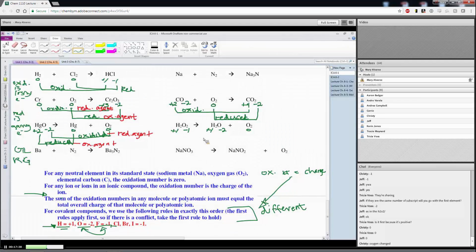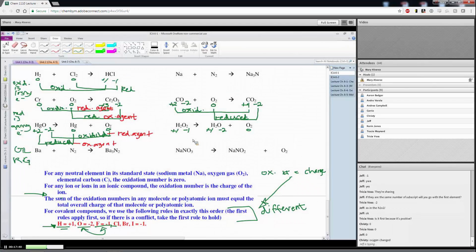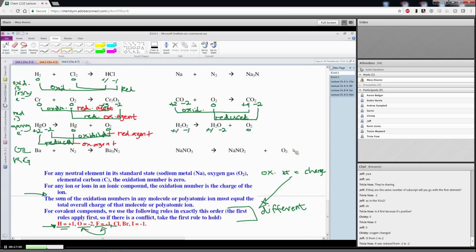Oxygen changed. Okay. What did it change from? What did it change to? It went from -1 to -2. That certainly looks like reduction. Okay, reduced.